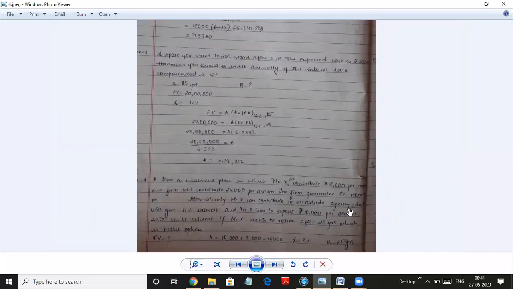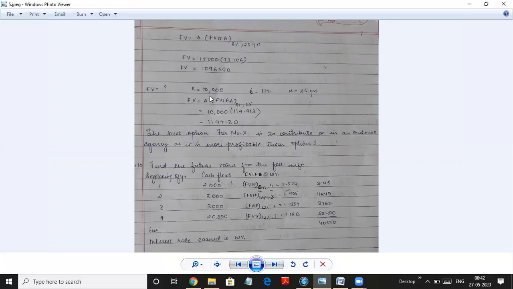Mr. X can contribute in an outside agency which will give 11%. So now for the first plan, 8% was the interest, but if he contributes somewhere outside, he'll get 11% interest. And Mr. X has to deposit rupees 10,000 per annum into the retirement scheme. So as per the second plan, he has to deposit 10,000 per annum. Annuity is 10,000. R is 11% because now the new plan will give him 11% interest and N is 25 years. So we will check what will be the value if he does this with an outside agency.